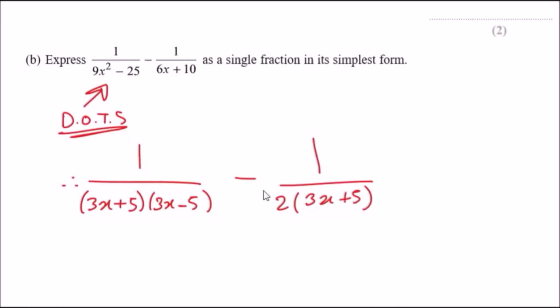Okay, now looking at this carefully, the only way to make this a single fraction is if we have the same common denominator. So the bottom half must be the same. And looking at both expressions, this side has an extra 3x minus 5, and this one doesn't. Secondly, this one also doesn't have a 2. So the way it works, you need to times up and down by what's missing.